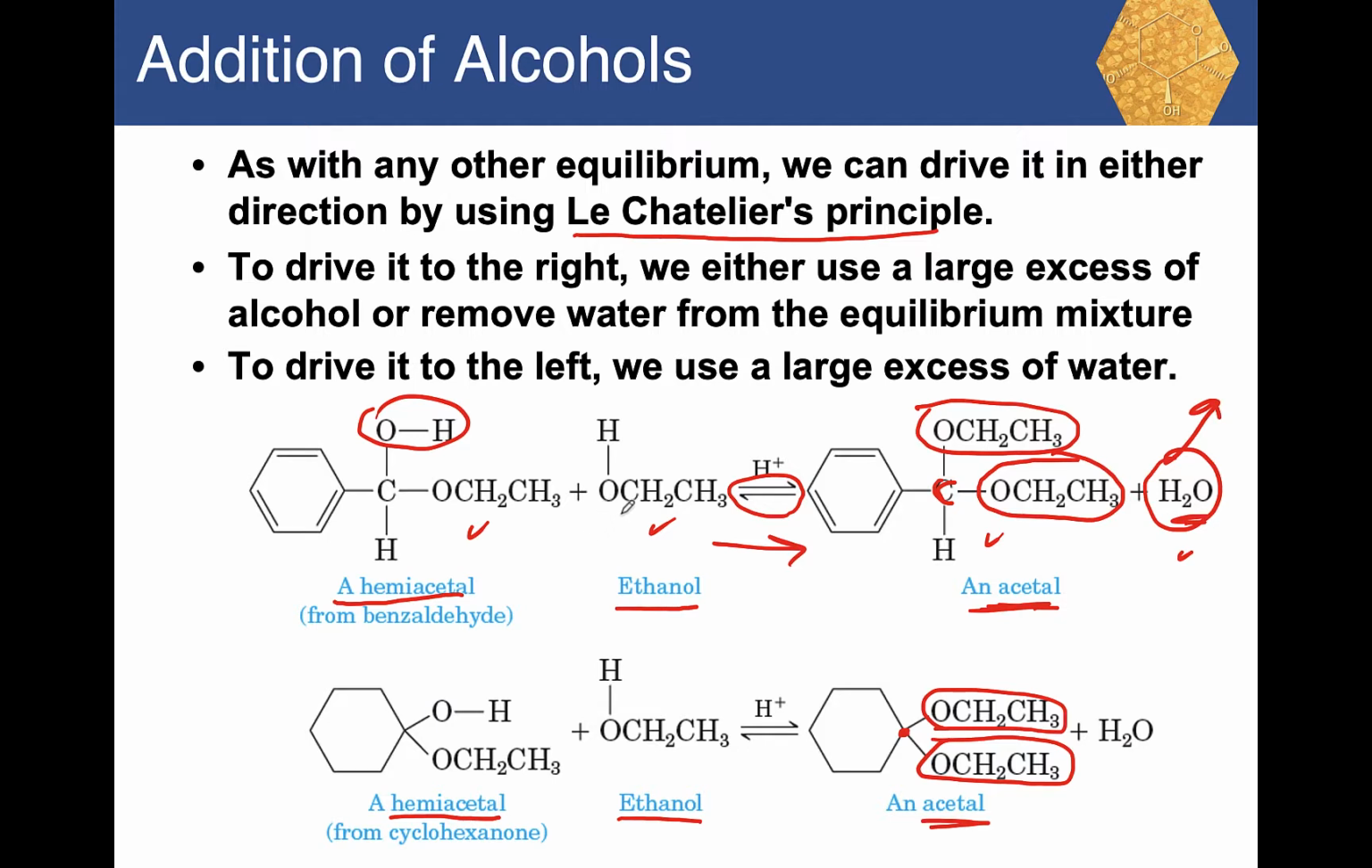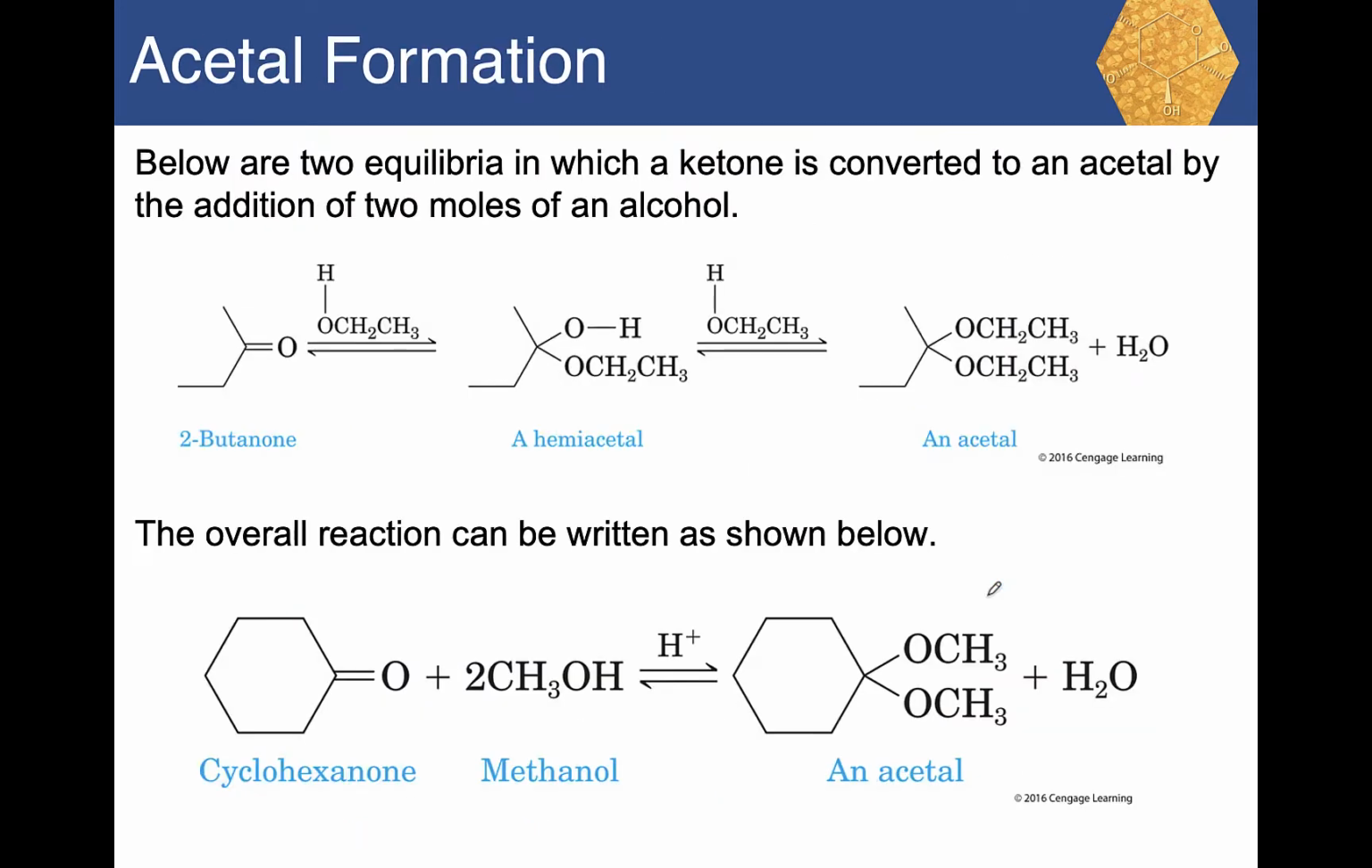So that's just a practical aspect of Le Chatelier's principle and the formation of acetals. Let us look at some examples here. So here's butanone, a ketone, reacting with alcohol, 1 mole, that's the first mole. So we have the hemiacetal, because it's just one OR here.